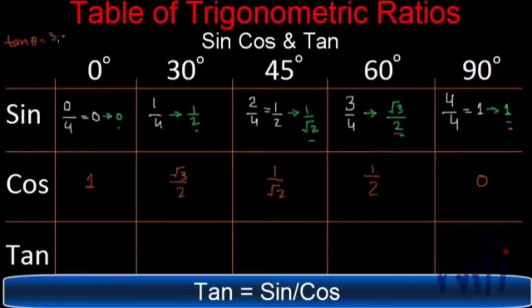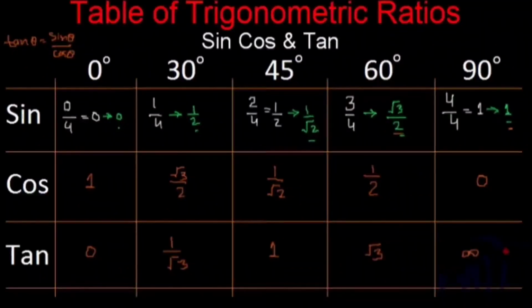Now we know that tan theta is equal to sin theta upon cos theta. Therefore, the value of tan 0 is equal to 0. The value of tan 30 is equal to 1 by root 3. Similarly, 1, root 3 and infinity.